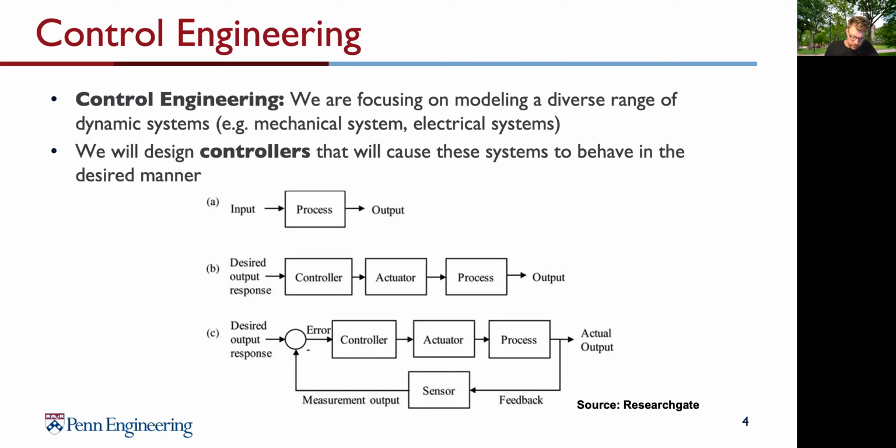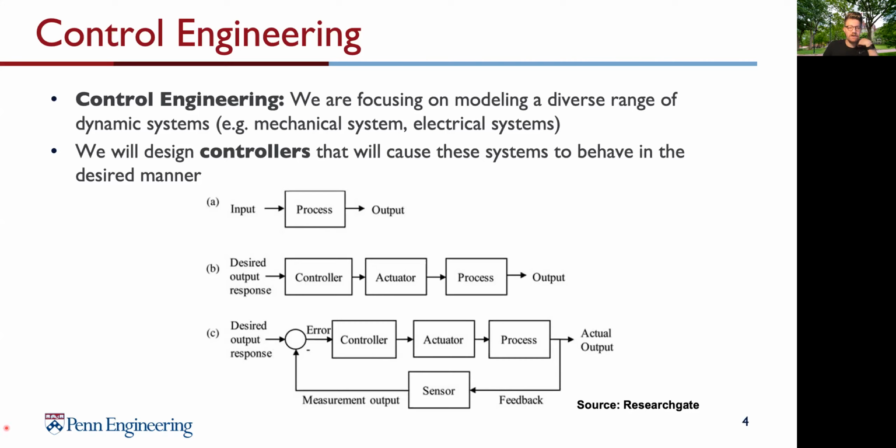In B, you see here that you have a feed-forward controller, which means that you have a desired output response that you want your system to achieve something. You apply a controller, and you have an actuator that achieves something later, and you have an output that is desired, that is your desired output as before.